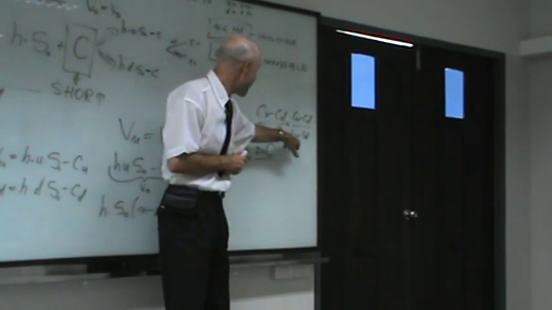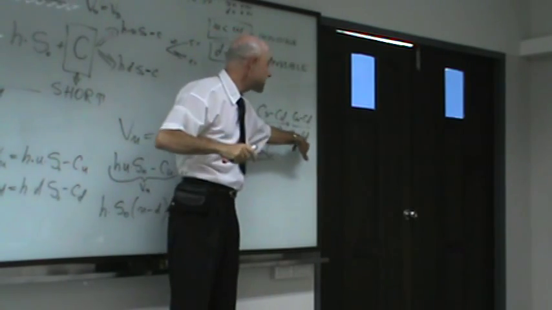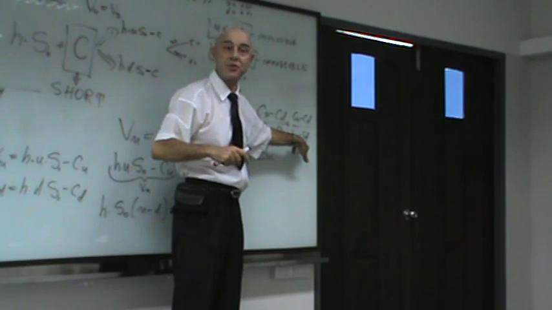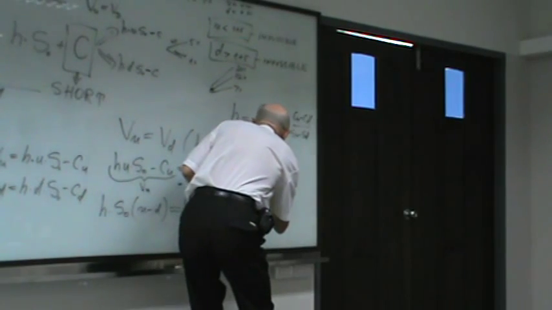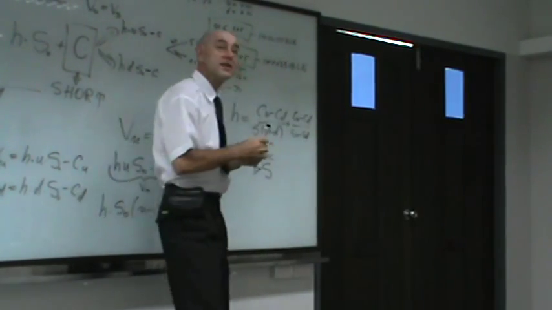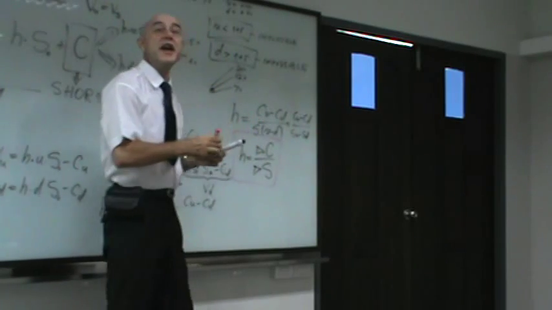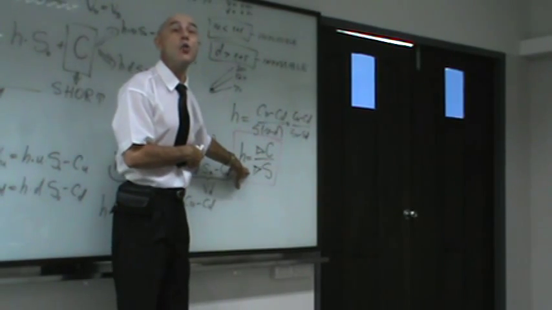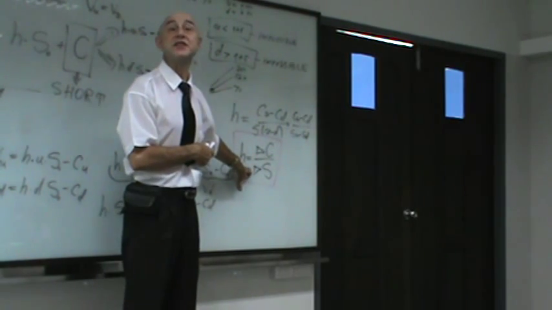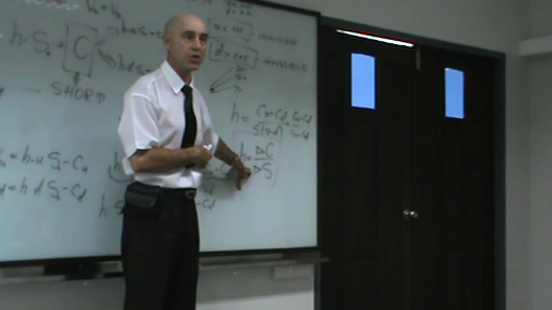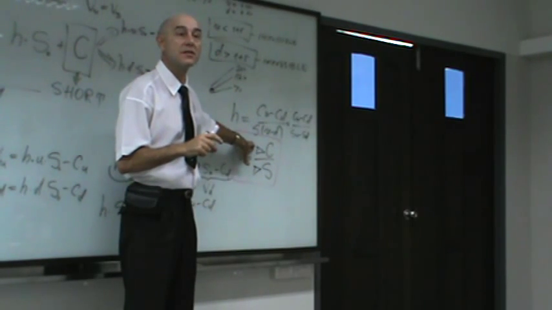Well, what's this here? SU and SD. SU is the stock on the upside. SD is the stock on the downside, the difference in the change of the stock. So this is delta S. So the hedge ratio tells you how much the value of the call changes when the stock changes by $1. When the stock changes by 1 unit, how much does the call change?